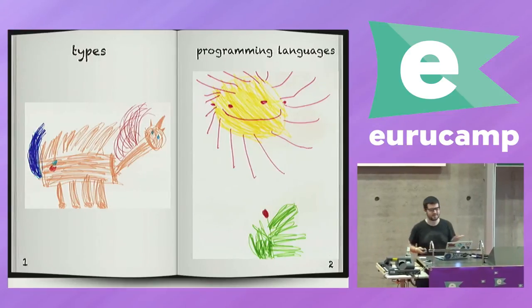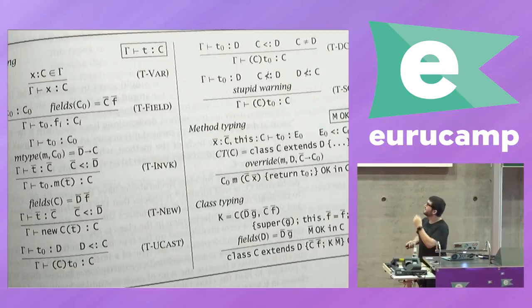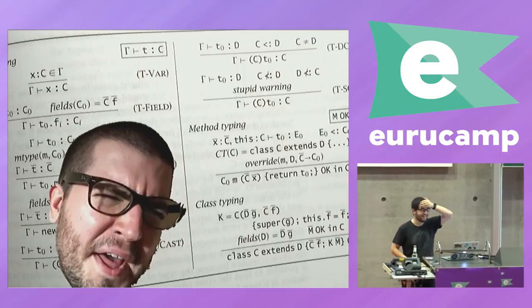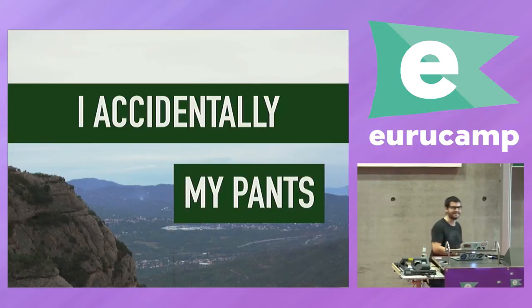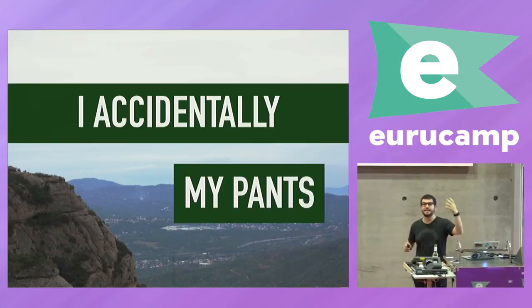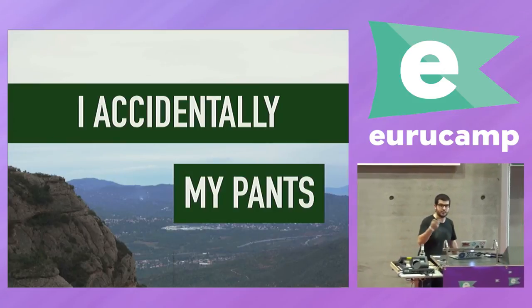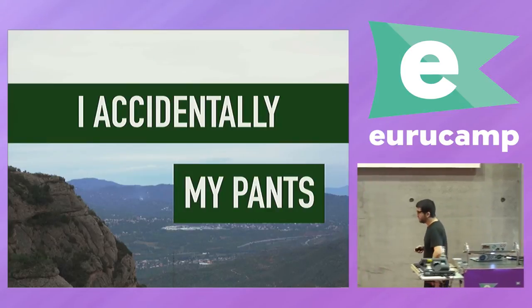2 pages, one for types, one for programming languages. But I found this. It was terrible. I accidentally in my pants. Really bad. Then I started doubting myself, as you do, like people do that, and they started thinking like, is this for me? Maybe this is really too hard.